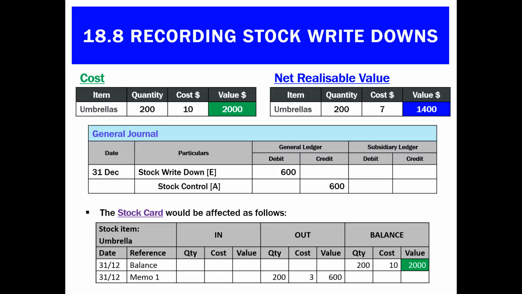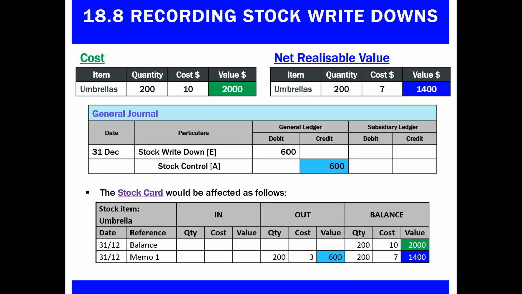And that must mean if I had 200 units at 10 here, but of those 200, $3 is gone, well, that must mean I'm left with 200 umbrellas at $7, which is 1,400, and we can see that matches what we hoped it would be up here. So that all matches up. So it's a long process, but we got there. We got our stock down to its current net realizable value.